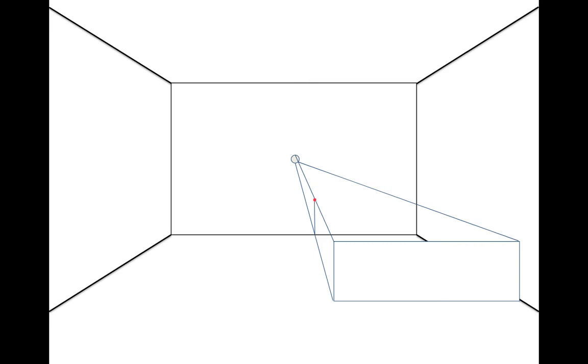Then we're going to put in the top of the mattress with a horizontal line. Like sides are parallel, so if the front of the box is horizontal, the back of the box is also going to be horizontal. Then we're going to erase everything outside of our bed and everything inside of our bed, just keeping our lines going to the vanishing point.